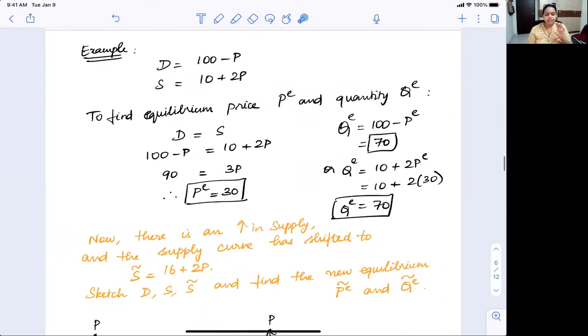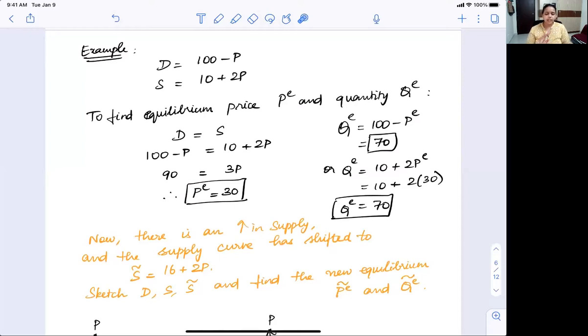Now, we are given a demand and supply function, right? And we want to find the equilibrium price and quantity. And equilibrium happens when the demand meets the supply curve. So when demand is equal to supply, you equate these two equations, and it's easy and straightforward to find what the equilibrium price is. Plug that price value into either the demand or the supply function, and you will figure out what the equilibrium quantity is.